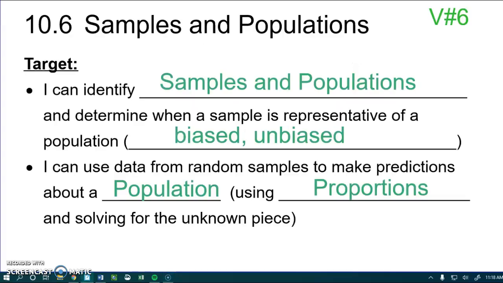Almost done with chapter 10. This is video 6 for chapter 10. So here we're going to be talking about samples and populations.